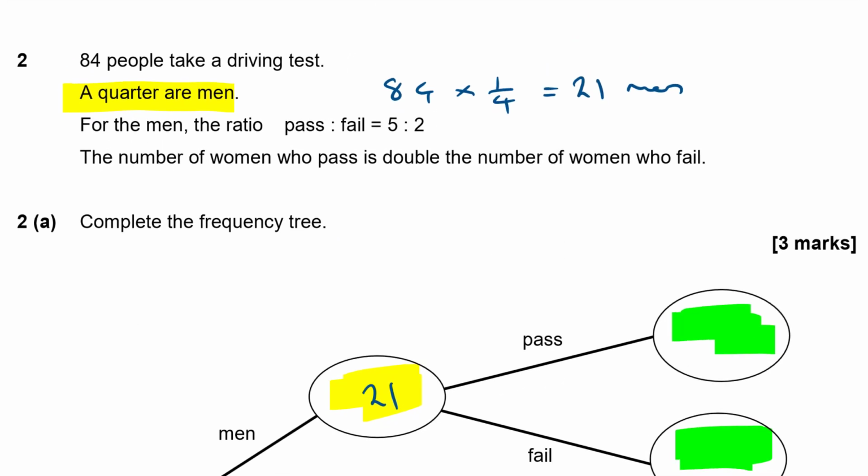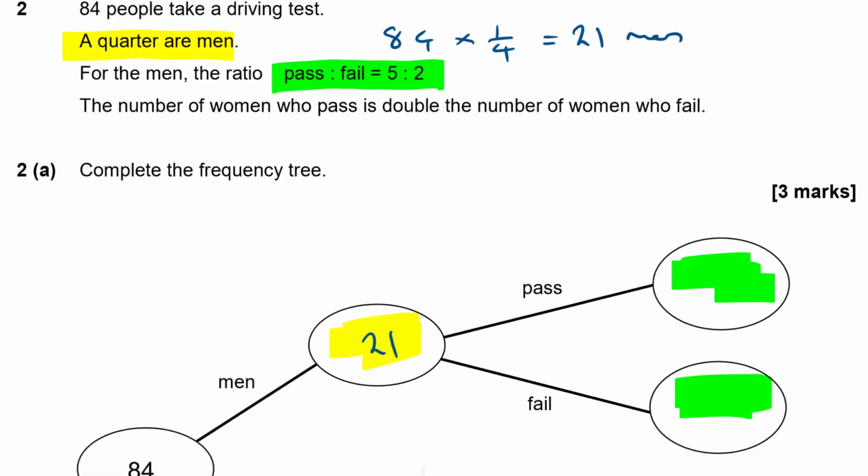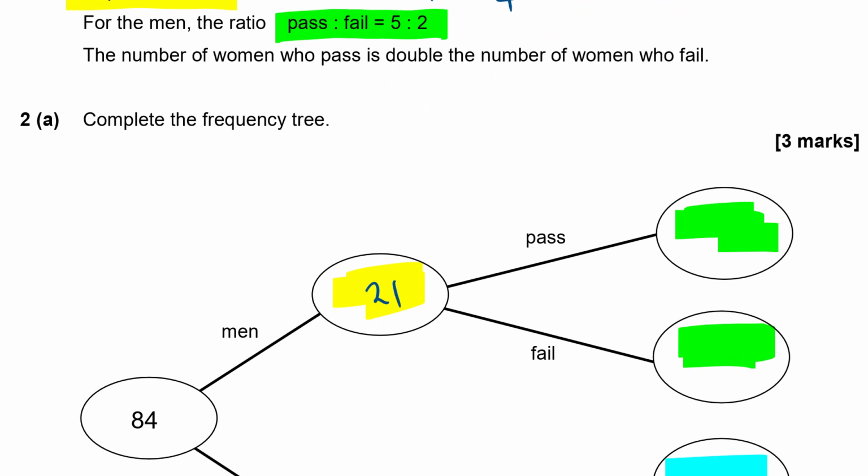I'm told that for men, the ratio of pass to fail is 5 to 2. So for every 5 men who passed, 2 failed. And we've got 21 men altogether. So basically it's like sharing in a ratio, isn't it? If I've got 21 that I want to share in the ratio of 5 to 2, we take our two numbers in the ratio and add them together. 5 plus 2 is equal to 7. And then I can divide that into my total. So 21 divided by 7 is going to be 3.